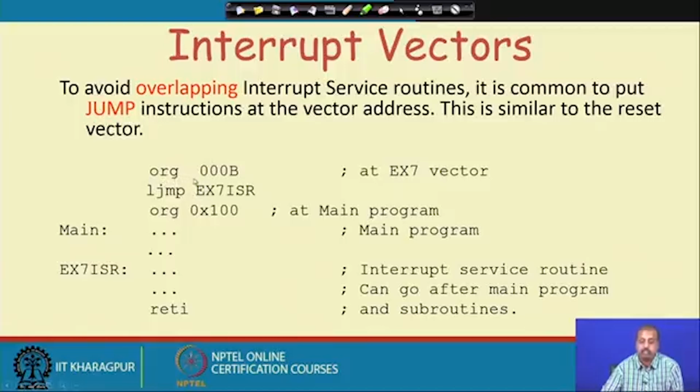Here, say at origin 00, we are putting LJMP EX7ISR. This is some external interrupt service routine, and the main program is at 100, from where the main program starts. So, on reset the system will come to this 000B address, and there it sees this instruction. At this point I can have the code for doing the reset operation, so that way the reset operation will take place.